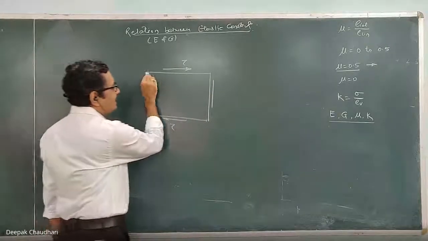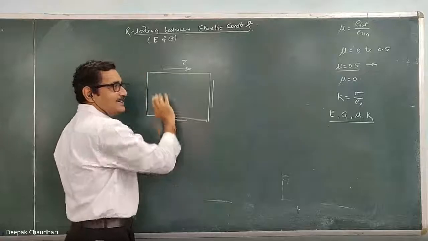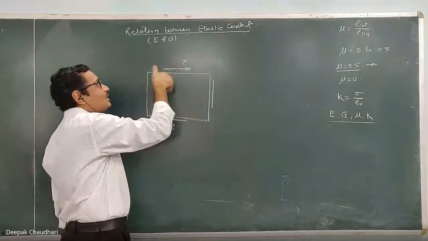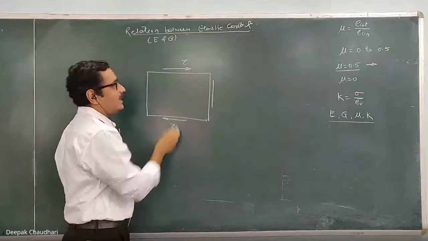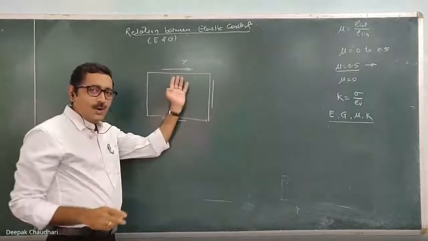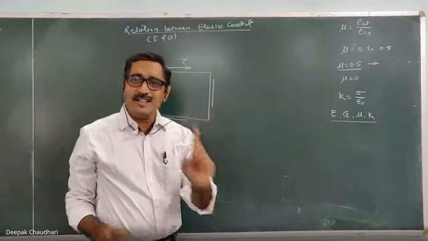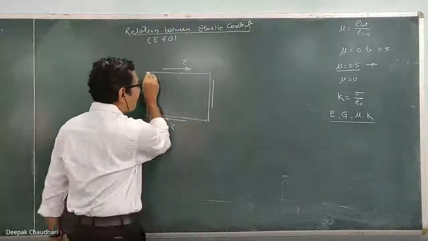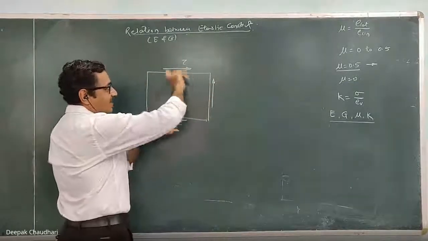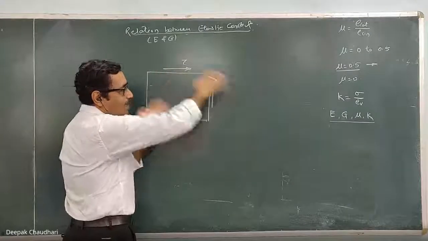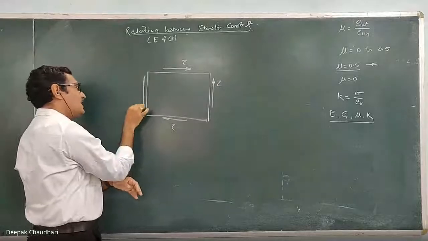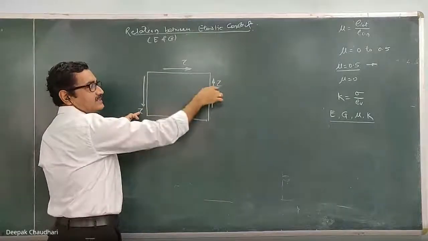On this plane, if the applied shear stress is tau, this is the shear stress induced because of the applied shear force. Then an equal and opposite shear stress is induced on a plane which is perpendicular to this plane. These two shear stresses tend to rotate it in the clockwise direction, so this shear stress is in the anti-clockwise direction. So these are the complementary shear stresses.